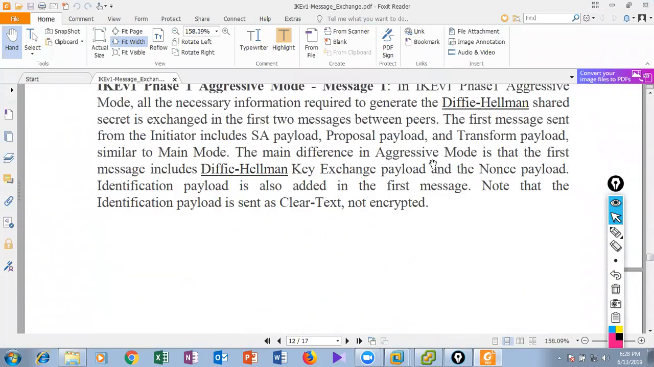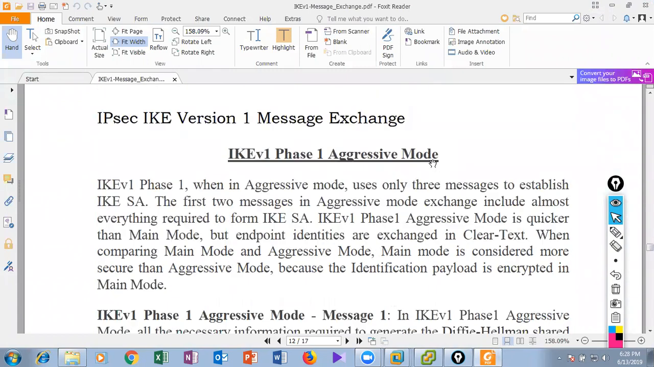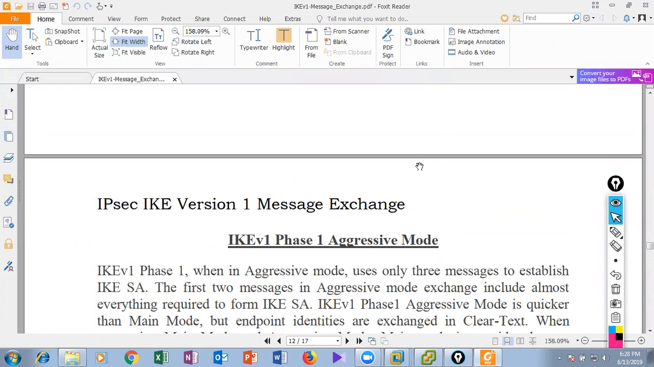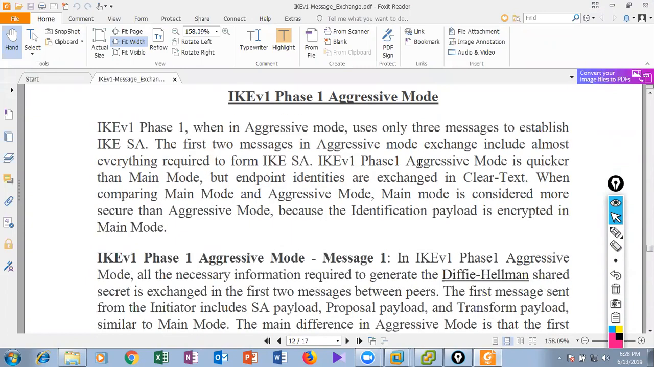Now, talking about the aggressive mode. Why main mode, why not aggressive mode? In aggressive mode, we'll have 3 message exchanges, and including the quick mode, it will be 6 message exchanges. Main mode and quick mode equal a total of 9 message exchanges. That's your maximum. And the minimum would be aggressive and quick mode, sorry, that's your 6 message exchanges.